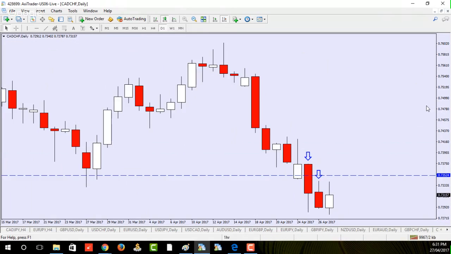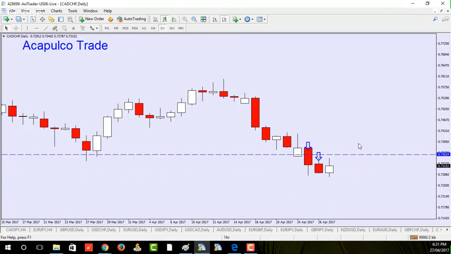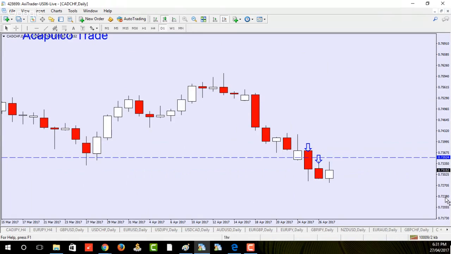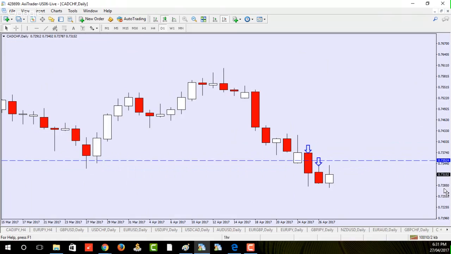The diver, on the other hand, is a candle that retreats and comes back up to, in many cases, touch or come really close to touching your support and resistance level. Now, I want to state a really important rule here. The cliff candle should really be smaller than the diver. If the cliff candle has a wider range, more pips in the range than the diver, I'm not going to take the trade.